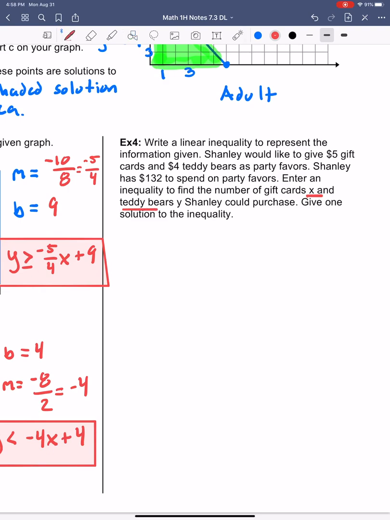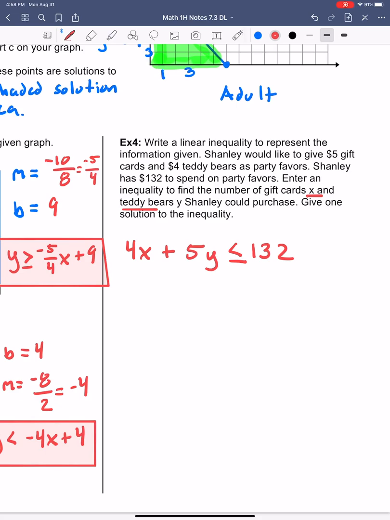So let's see. It is $4 for the teddy bears, right? So that's going to be 4x plus $5 for the gift card, so that's 5y, and this needs to be less than or equal to 132. Okay, and so that would be the inequality there, right? And you could come up with different solutions. You could just try them in x and y here and make sure that they are less than 132. You could also graph them and see if they turned out in the solution set.